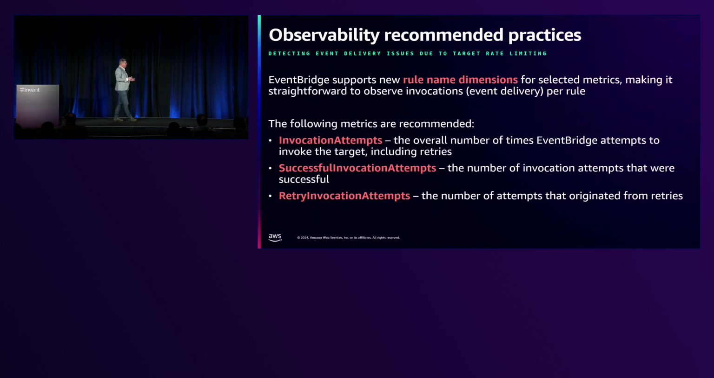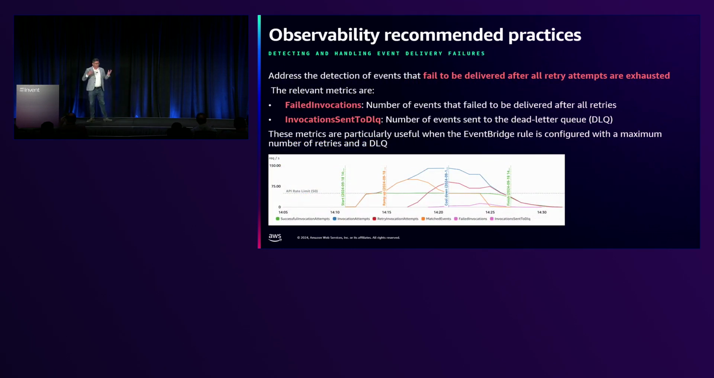Now, from an observability perspective, which is also a significant part of what you're going to be doing and operating as a platform team, is looking at some of the characteristics of your event bus and how rules are currently working. So we've introduced some new rule name dimensions that are going to help you monitor things like invocation attempts, the number of successful invocation attempts, and the number of retry invocation attempts. Also, and this is going to be particularly useful for understanding where retries are occurring and looking at the potential depth of your error messages coming onto your queue.